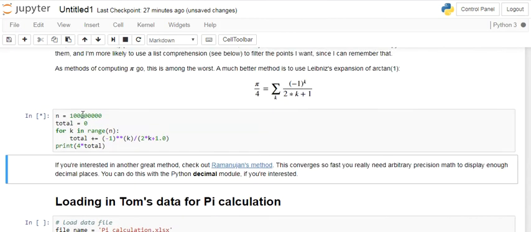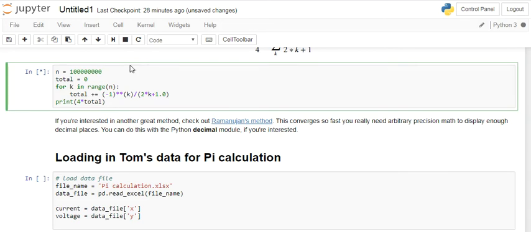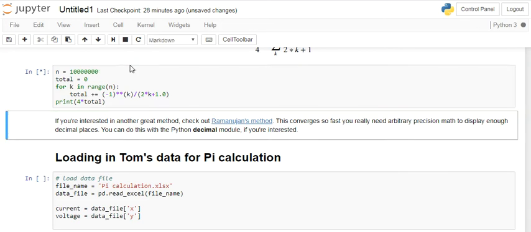That is 100 million points. How long does it take to do 100 million points in the for loop? Because I wouldn't have thought it'd be that long. Well, it took a long time. Let's take away a 0 from this whole thing.